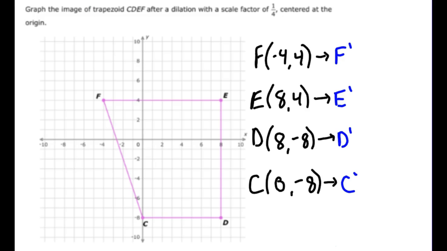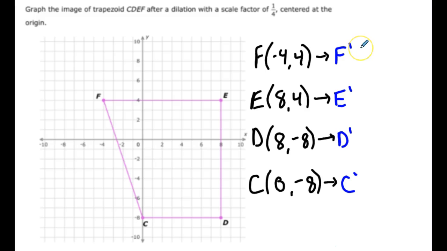Example 3, graph the image of trapezoid CDEF after a dilation with a scale factor of 1/4 centered at the origin. So if you look to the right, I wrote down all the ordered pairs for the vertices of this trapezoid. All we're going to have to do is multiply each of these ordered pairs by the scale factor 1/4.